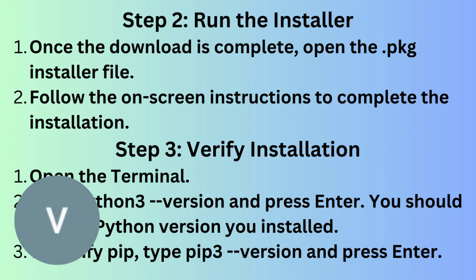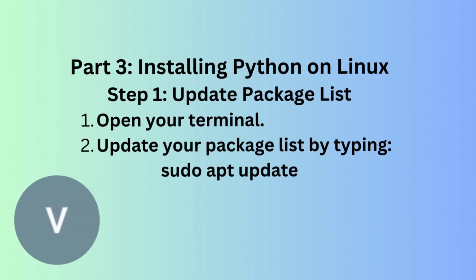Step 3, verify installation. Open the terminal and enter python3 --version and press enter. You should see the Python version that is installed. Next, to verify pip, type pip3 --version and press enter. You can see the latest version of pip also.